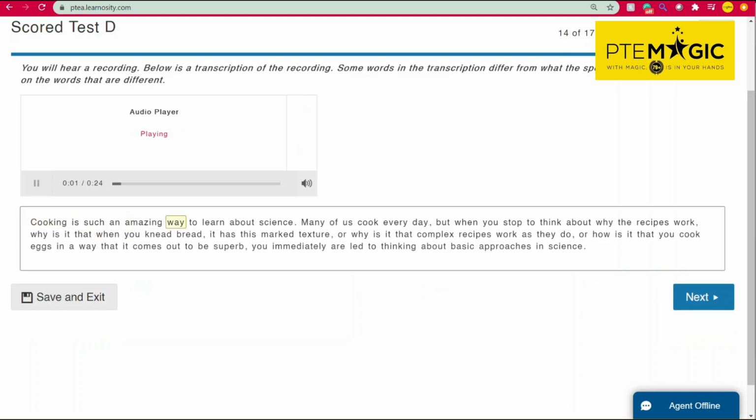Cooking is such an amazing way to learn about science. Many of us cook every day, but when you start to think about why the recipes work, why is it that when you knead bread it has this remarkable texture, or why is it that candy recipes work as they do, or how is it that you cook eggs in a way that it comes out to be perfect, you immediately are led to thinking about basic principles in science.